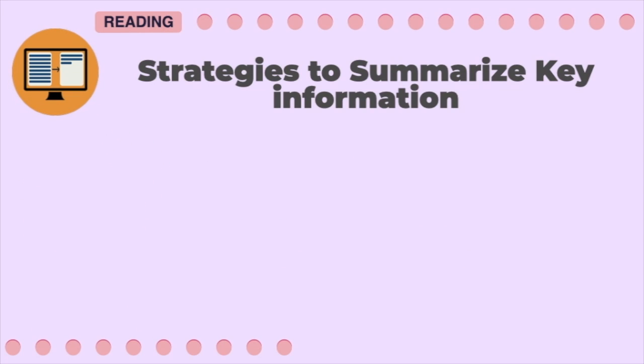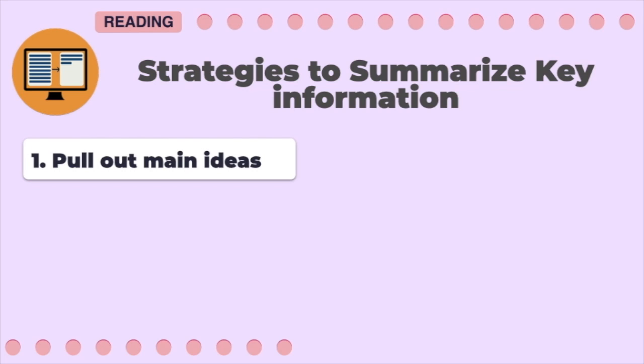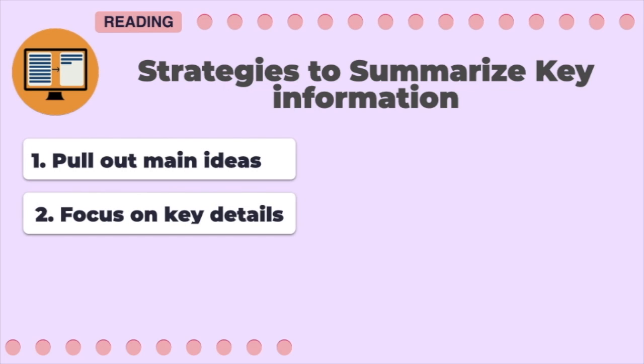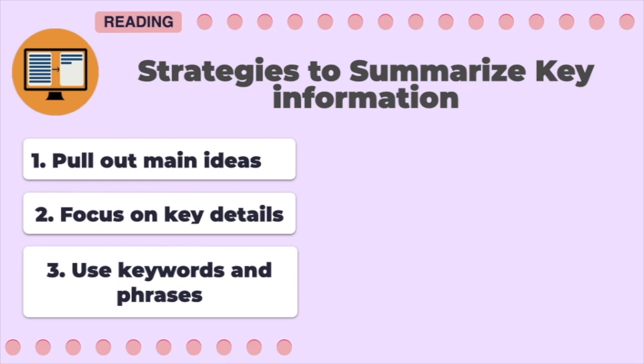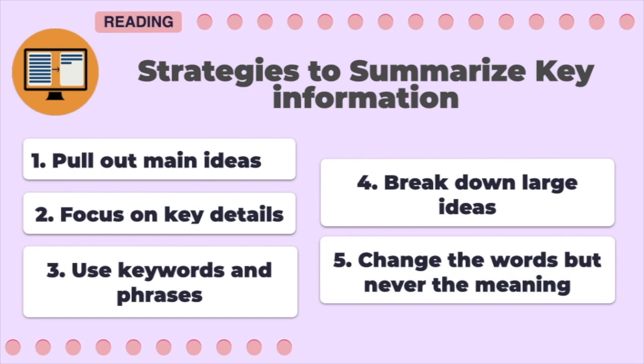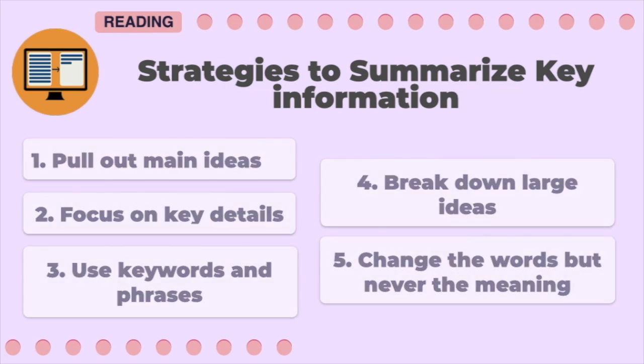Here are some strategies to help you summarize key information in a text. 1. Pull out main ideas. 2nd, focus on key details. 3rd, use keywords and phrases. 4th, break down large ideas. And lastly, change the words but never the meaning. Let's dig deeper into each strategy.